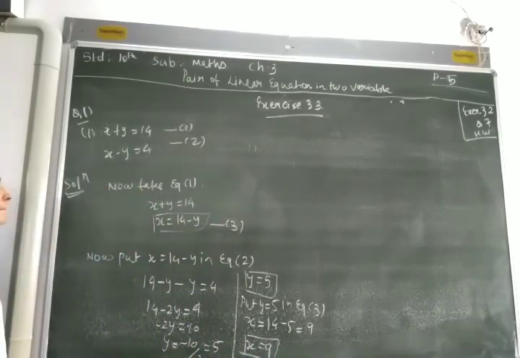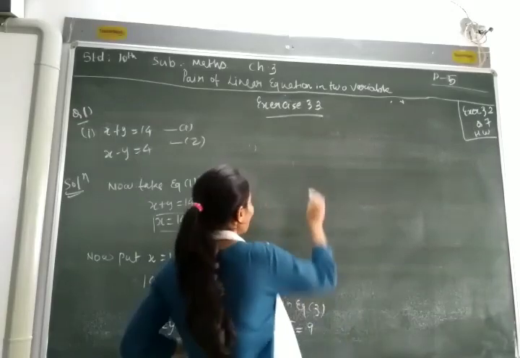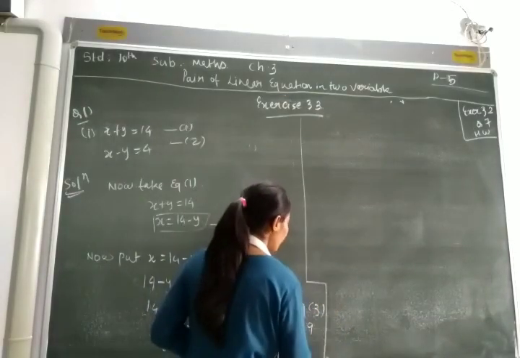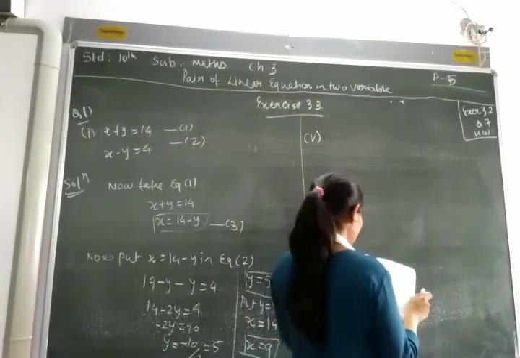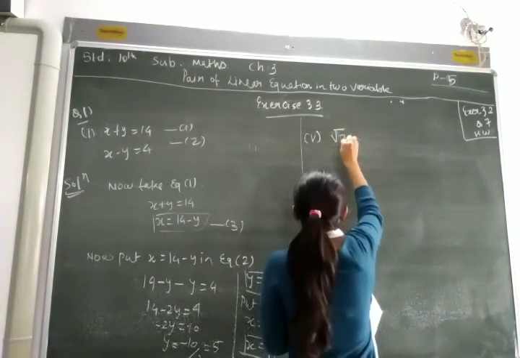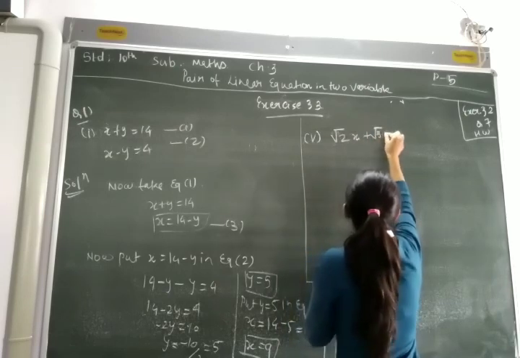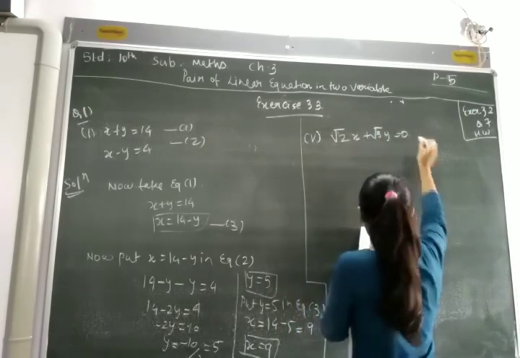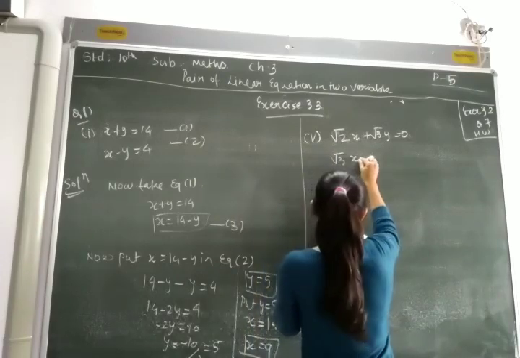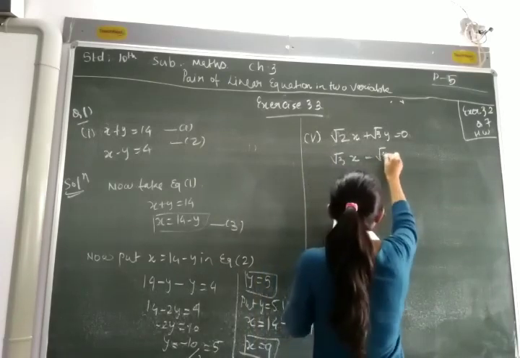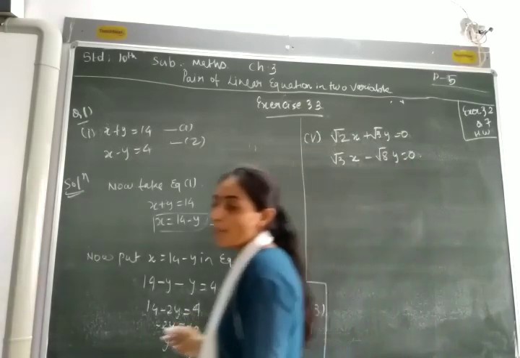Okay, easy one. Now the question number, I am taking question number 5. Root 2 x plus root 3 y equals 0. Root 3 x minus root 8 y equals 0.